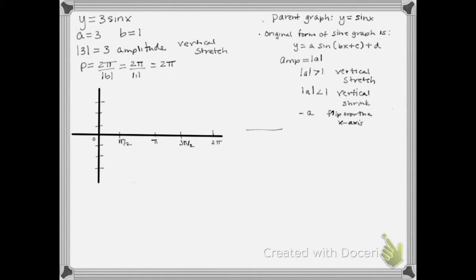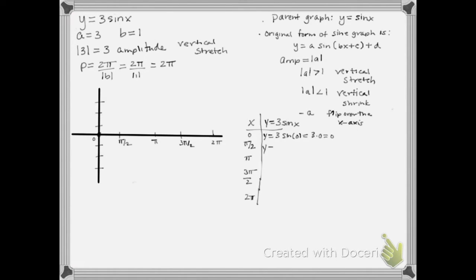So if I created a t-table, I like to make tables because it's easy to understand the graph. So my x values would be 0, pi over 2, pi, 3 pi over 2, and 2 pi. And again, my y values would be my function 3 sine of x. So if I find the first y value, it would be 3 times sine of 0. So you would find the sine of 0 first, and the sine of 0 we know is 0, and then multiply it by 3, and you're going to get 0. So at 0, 0, I have a point there.